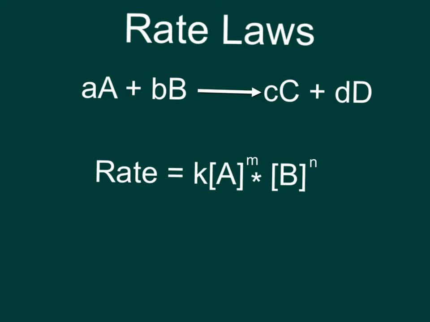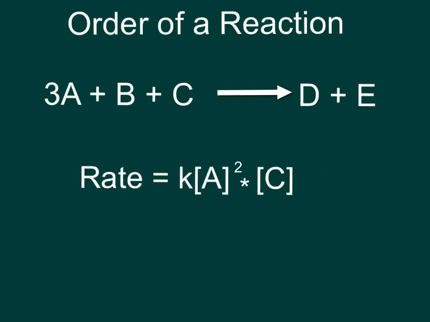k is called the rate constant, and m and n are both experimentally determined. In other words, you can only determine the values of the exponents m and n through experimentation. For instance, the reaction 3A plus B plus C yields D plus E might have the rate law rate equals k[A]² times [C].